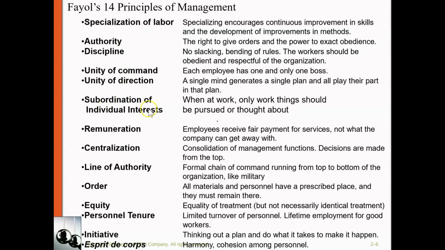Let's see, subordination of individual interests. When you're at work, you should only be doing work things. Remuneration, being paid fair for your work. A line of authority. We'll see this as we get into the organizing function of management, but line of authority means there's a formal chain of command running from the top to the bottom of the organization, and he likened it to how the military is set up.